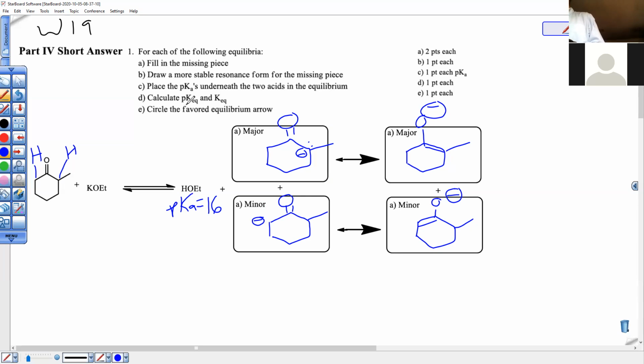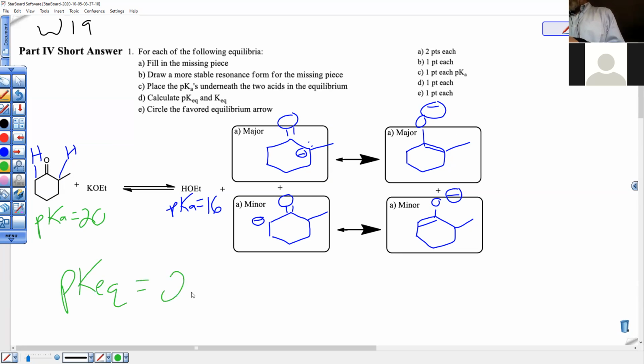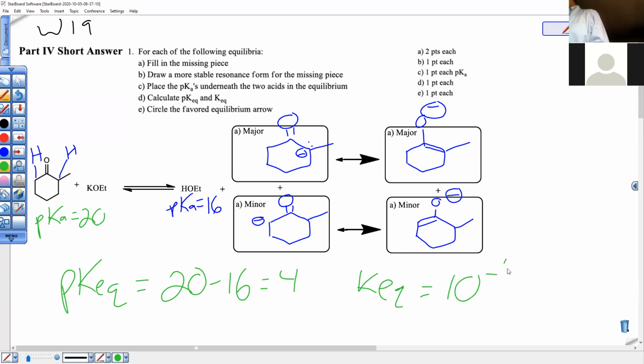Now pKa's, we didn't do the alpha H. That's one of our new ones. Alpha H is 20. pKeq equals 20 minus 16. Keq equals 10 to the negative 4. And we are definitely circling the arrow towards the more stable acid, which is the one to the left. 20 is more stable than 16, and I believe we did everything we need to do.